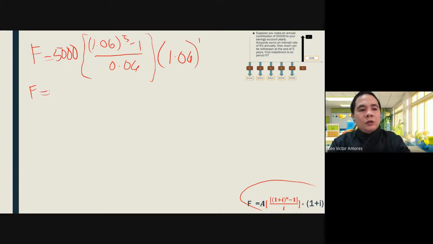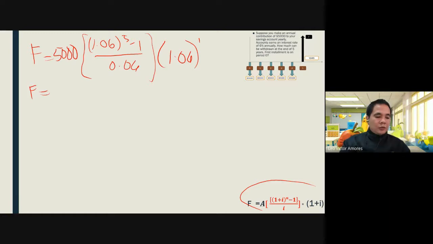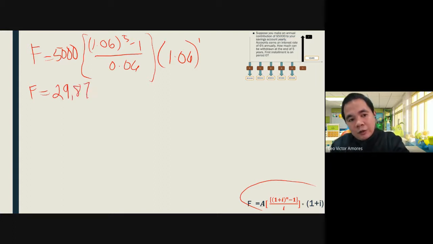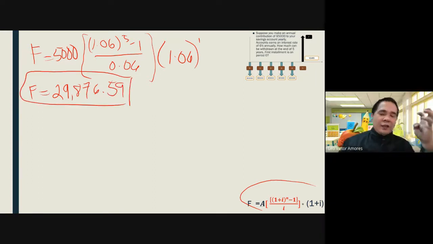F is equal to how much? Anybody? 1.06 exponent 5 minus 1 divided by 0.06 times 1.06 times 5,000. That is 29,876.59. Right? Yes, sir. Okay. I will also solve it using the ordinary annuity. Got it?